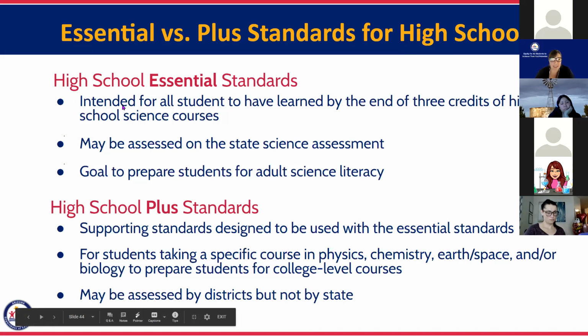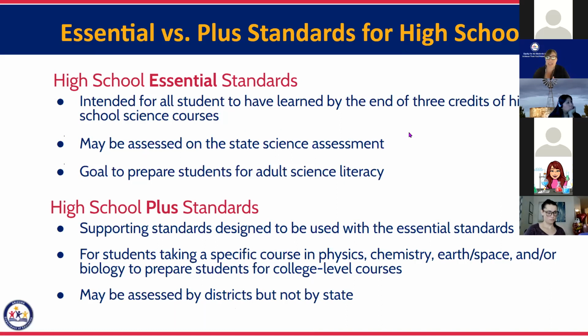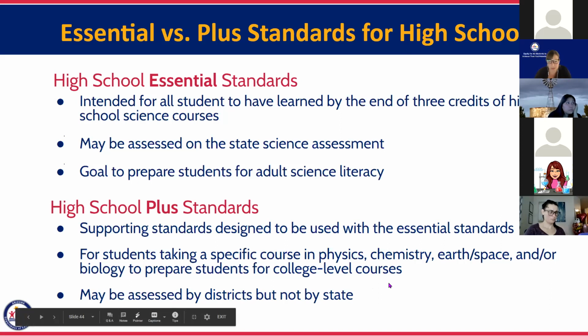So the difference is, essential means all kids by the end of 3 credits of high school, it will be on the state science assessment. Plus standards are in addition to those. If LEAs or districts needed to create course pathways, they are not assessed by the state, but your district can make assessments based on those course pathways.